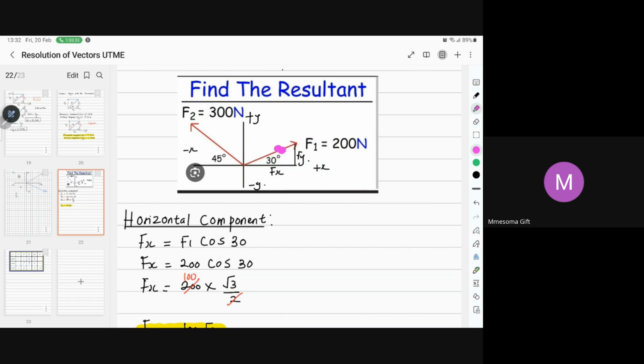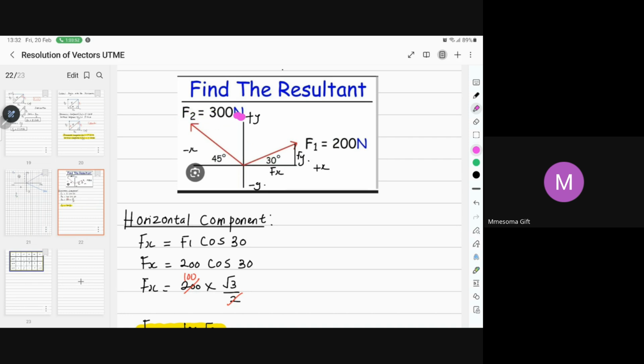Now the next job we need to do is to resolve this F2. We're going to resolve F2 because we have two forces here. Remember, we're looking for the resultant of two or more vectors, as the case may be. Sometimes it might be up to 6. If you take your physics textbook, you should have up to 6 of them, and they want you to resolve that. I wish you all the best. But once you understand the steps, you could do that.